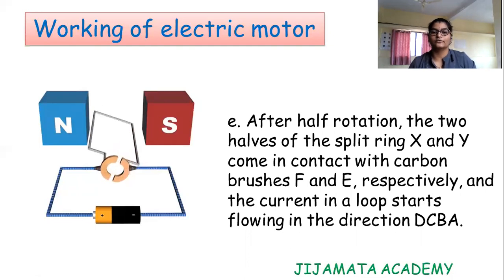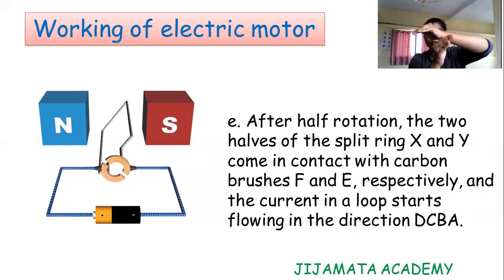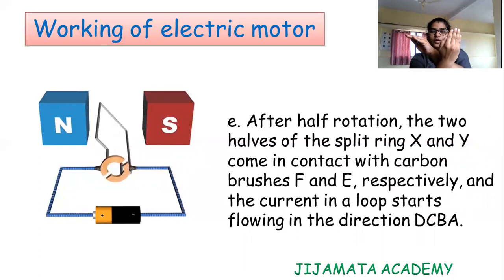Earlier, current was flowing from A, B, C, D. But now it has changed its direction because these split rings are coming in contact with the carbon brushes. Carbon brushes are stationary, and split rings are rotating in anti-clockwise direction. So after every half rotation, the X split ring will come in contact with the F carbon brush, and the Y split ring will come in contact with the E carbon brush.